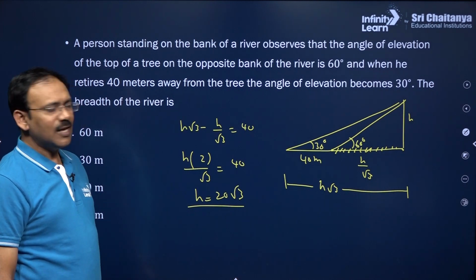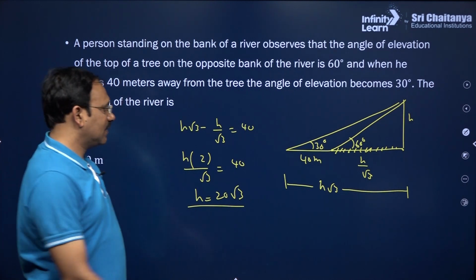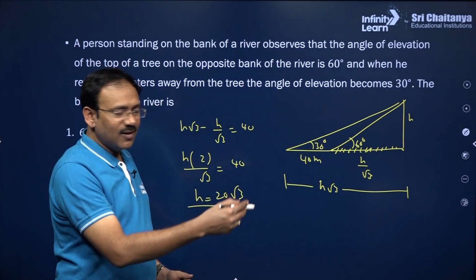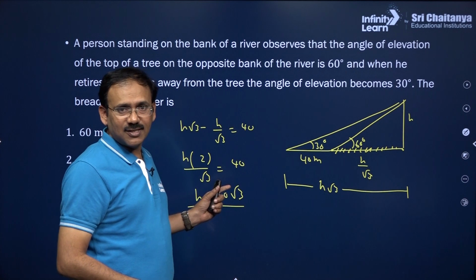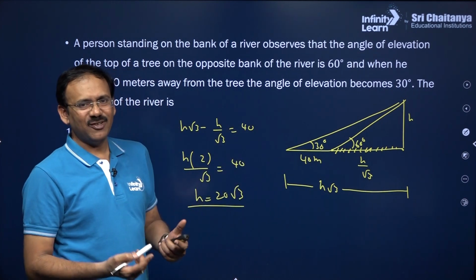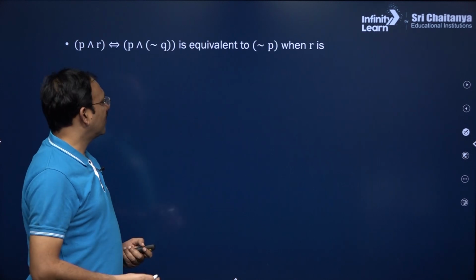Got it friends? You see how beautiful practically a person standing here without traveling through the river, just by 2 simple calculations, he measured the breadth of the river. You see, that is the beauty of heights and distances, right.